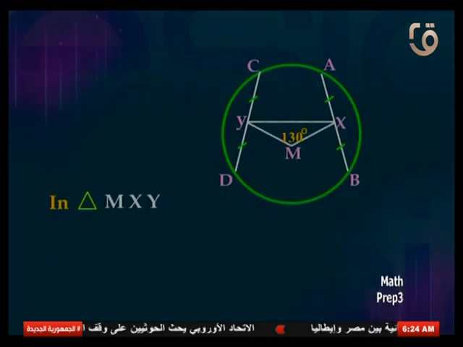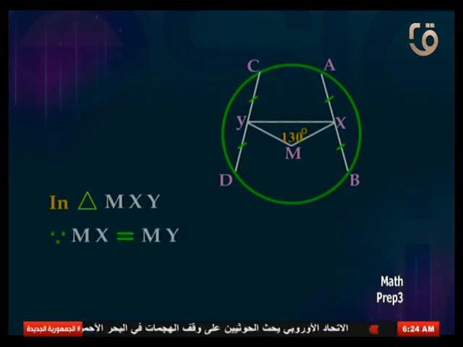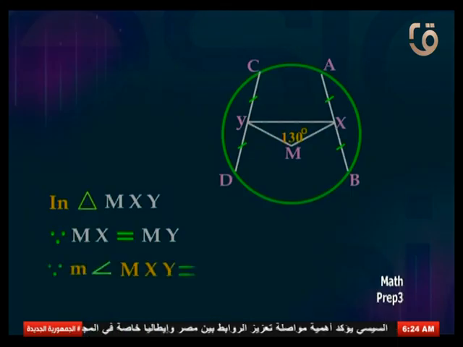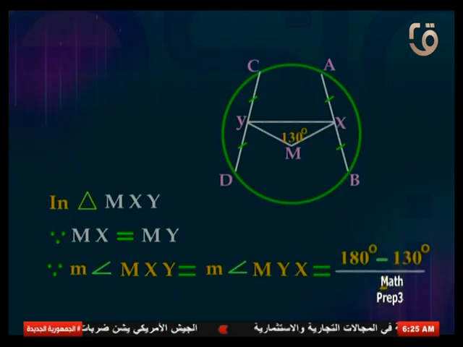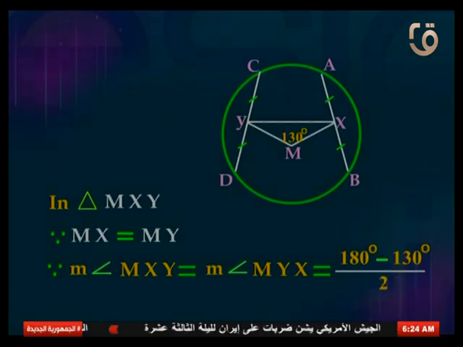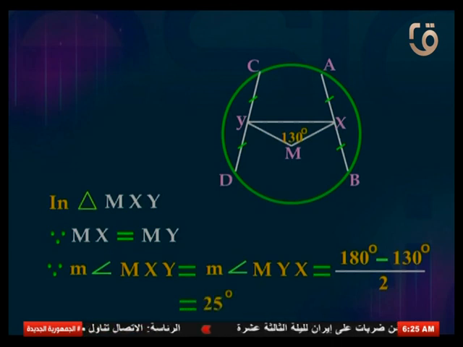Then, what about triangle MXY? In triangle MXY, you have MX equals MY, so the triangle is an isosceles triangle. Two sides are equal in length, then their base angles are equal in measure. So measure angle MXY equals measure angle MYX equals (180 degrees minus 130 degrees) over 2, to obtain a result of 25 degrees. So measure angle MXY is going to be 25 degrees.